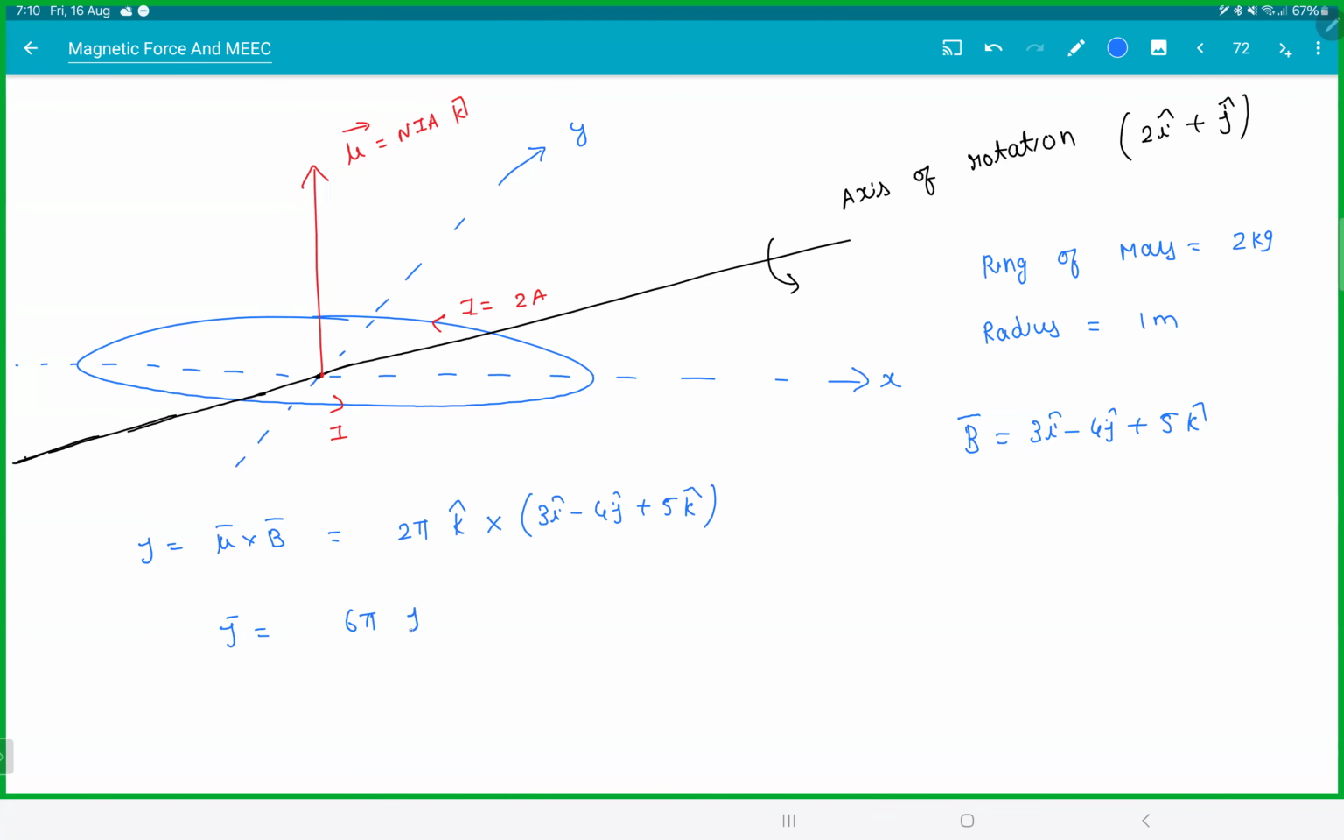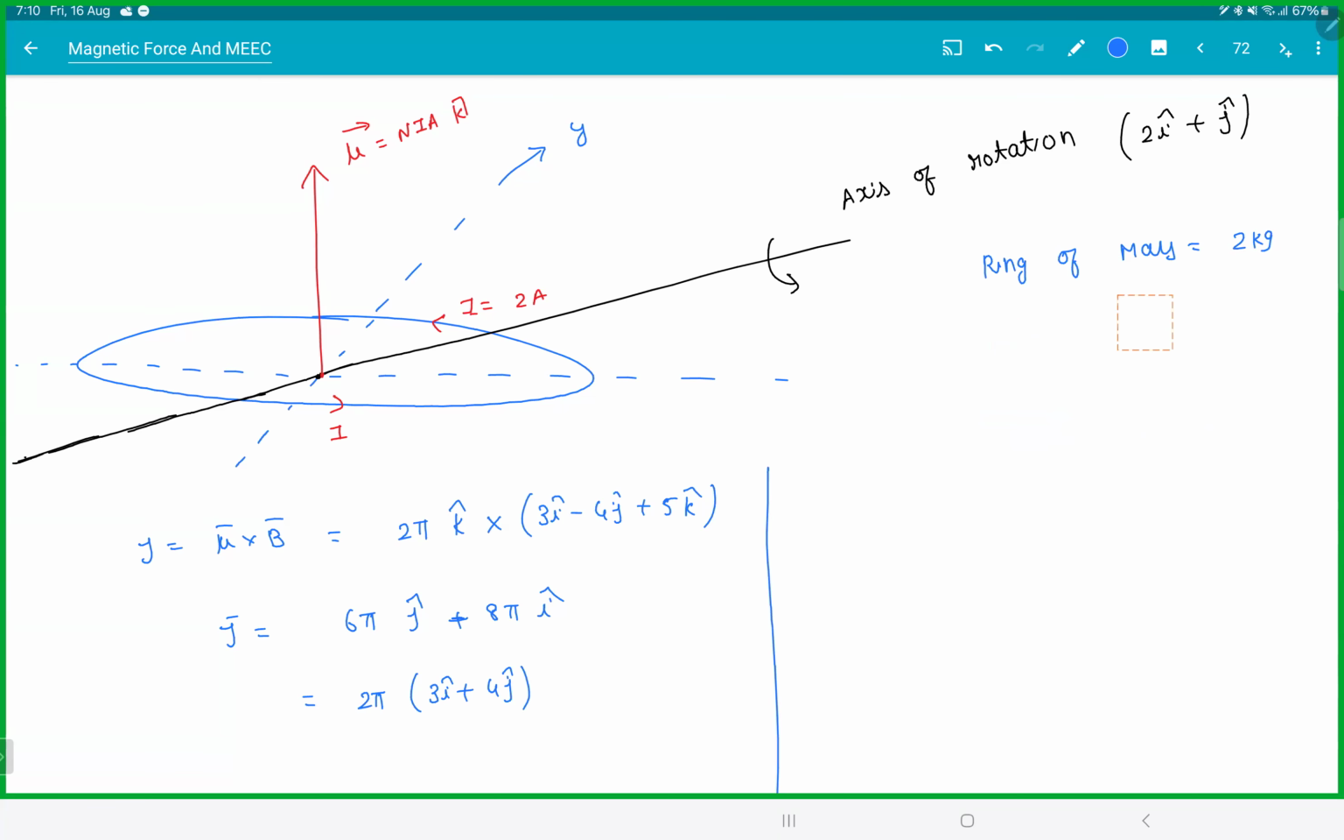k cross i would be j. 8 pi, k cross j would be i. k cross k will be anyway 0. k cross j would be minus i. So this is plus. So if you take out 3 pi, 2 pi, you are getting 3i plus 4j. So meaning if you had not kept any restriction, the system would have rotated about this axis. Now, because you are restricting it from moving, this is what was happening.